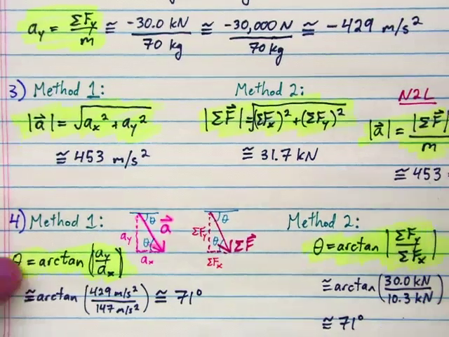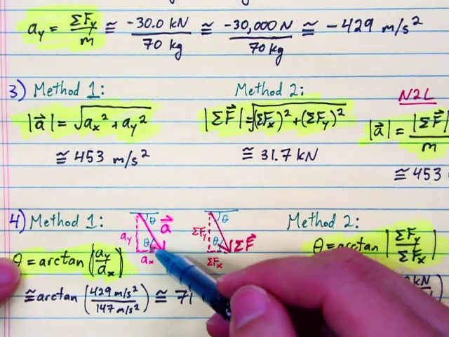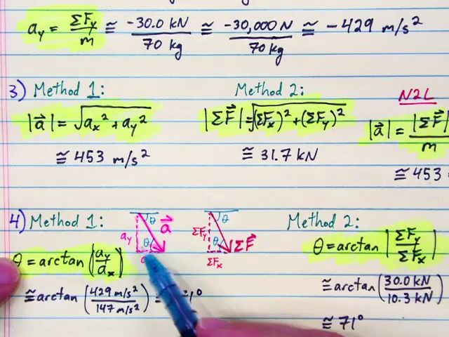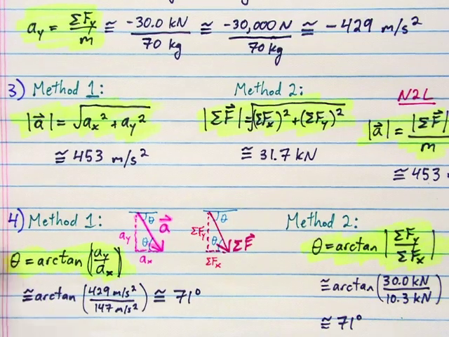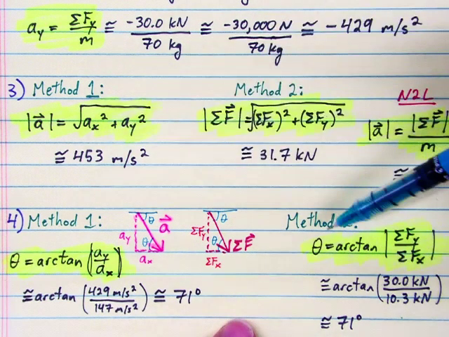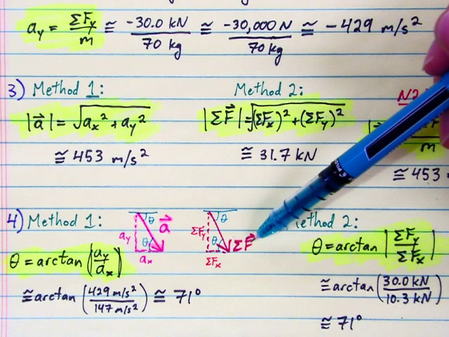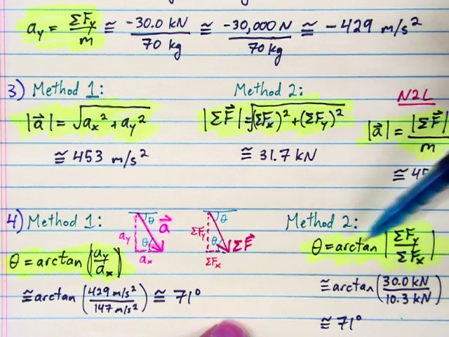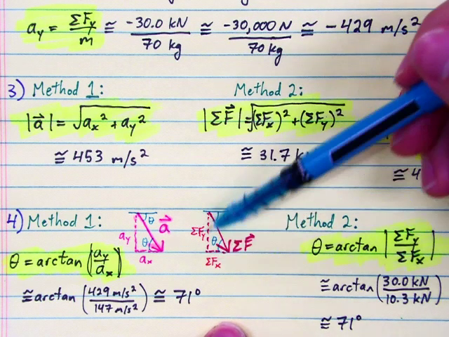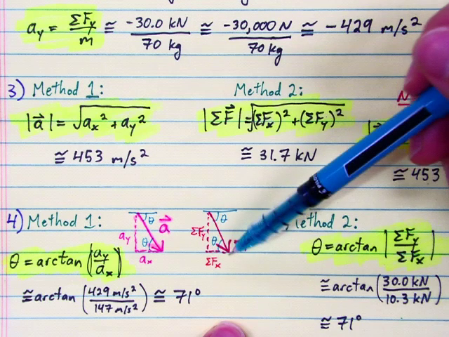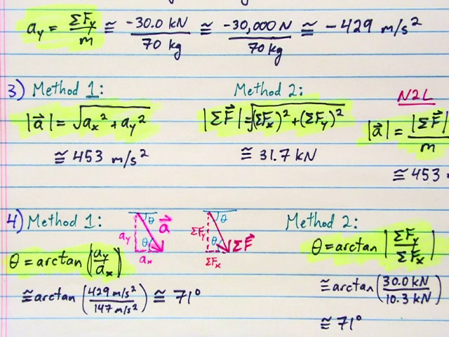And so this angle here is the same as this angle here, same as this angle, same as that angle. These are similar triangles for acceleration and net force. So I can find that angle by taking the arctangent of AY over AX and get about 71 degrees. Or another method, since they're the similar triangles, I could instead use the components of the net force. This theta is arctan of net force Y component over net force X component and get 71 degrees that way as well. Huzzah!